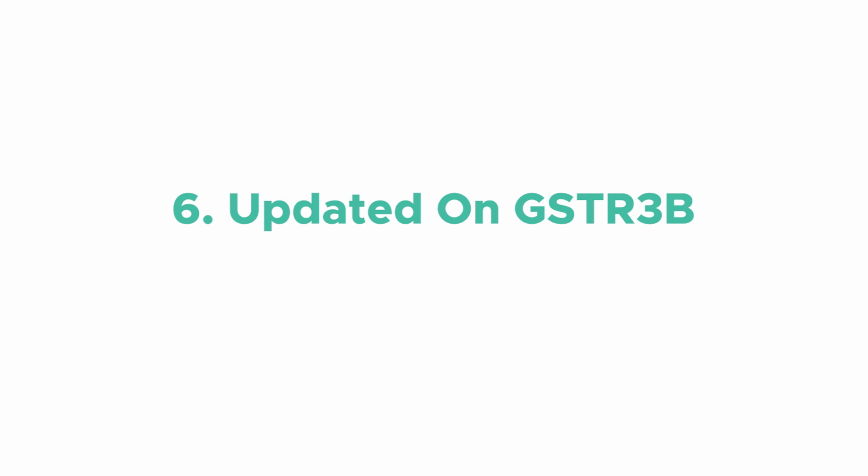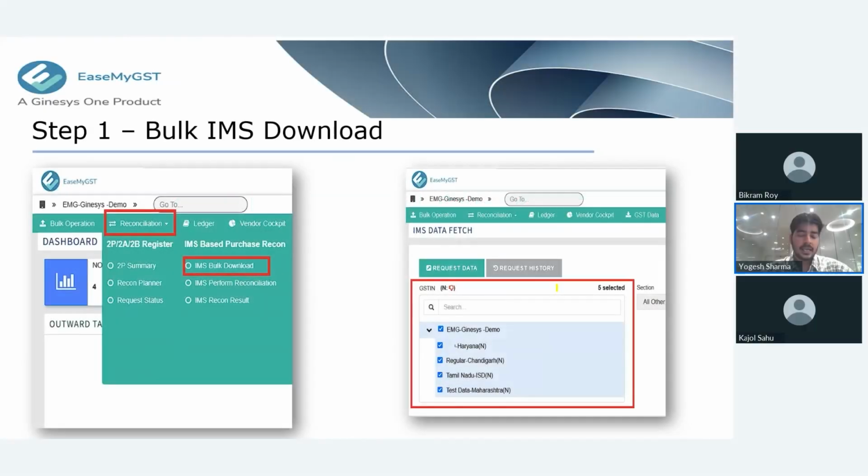Now we are heading towards the working of IMS reconciliation in EaseMyGST. First, we just have to log in to the EaseMyGST application. Now we get our UI like this. Then we go to reconciliation, and in reconciliation, we go to IMS bulk download. In IMS bulk download, we will be able to fetch all the invoices existing in the IMS portal, and then they will be available for us to do the reconciliation in EaseMyGST.